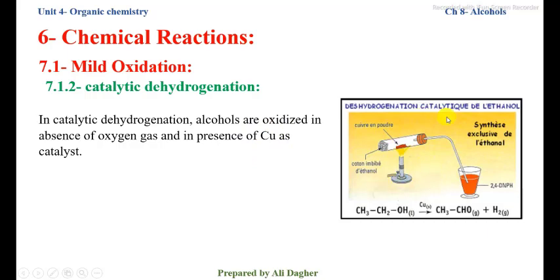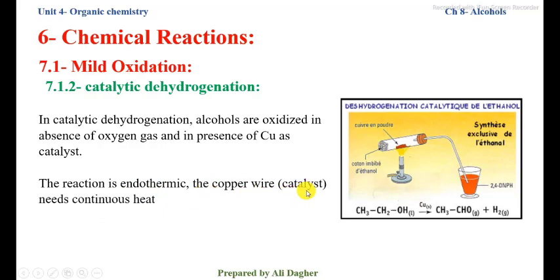This is the setup of dehydrogenation of ethanol, CH3CH2OH, into aldehyde. The vapor of ethanol, when in contact with the copper powder as catalyst, is oxidized into aldehyde. The reaction is endothermic, so the copper wire, which plays the role of catalyst, or the copper powder, needs continuous heating to about 300 degrees. The reaction needs heating since it is endothermic.